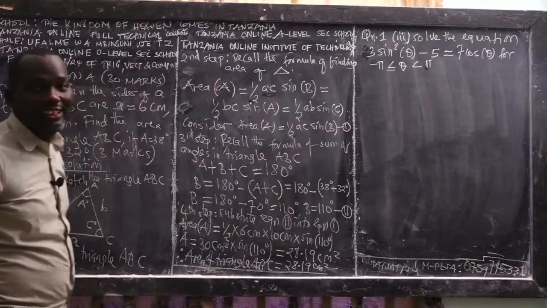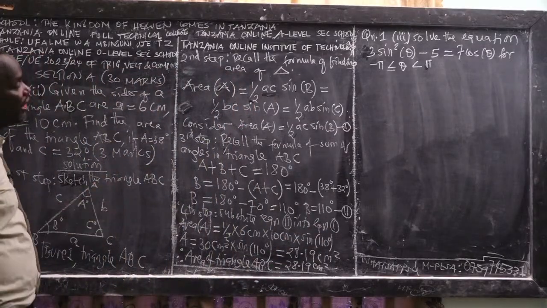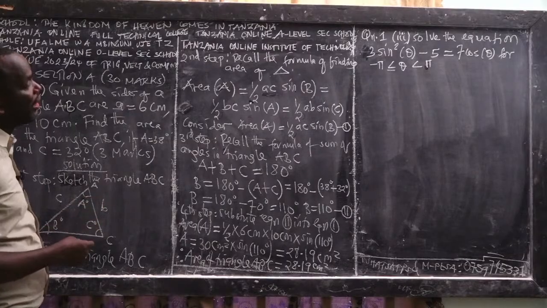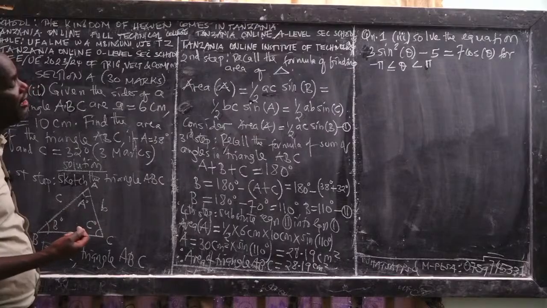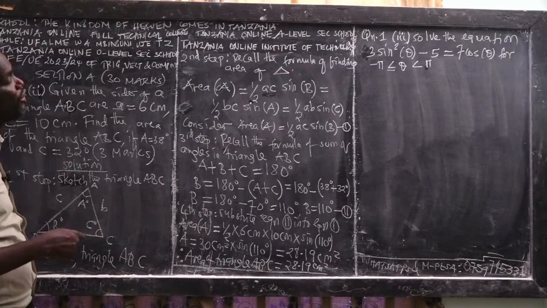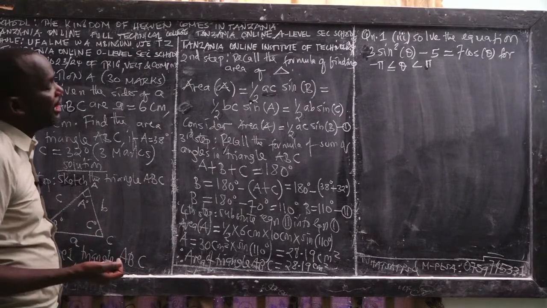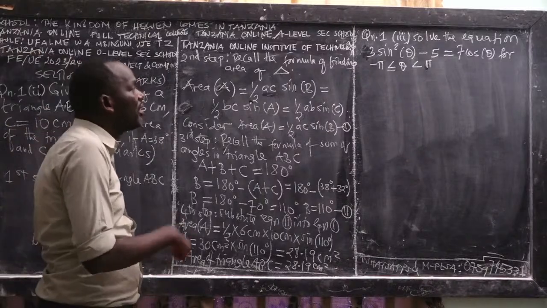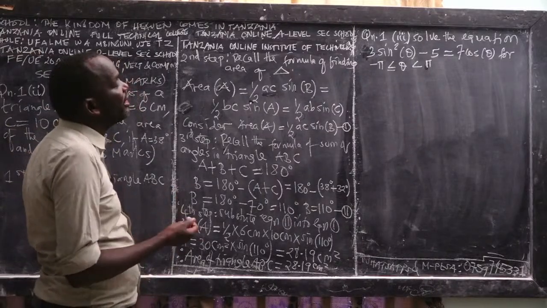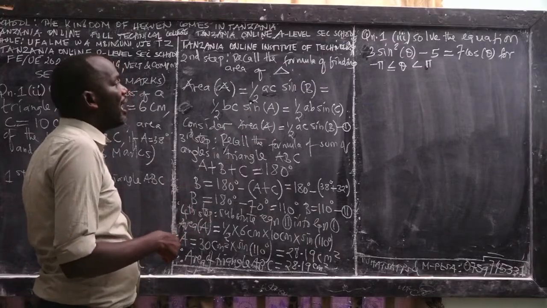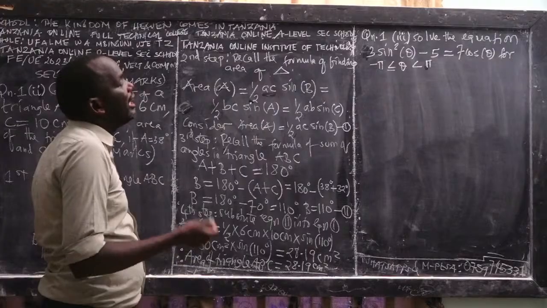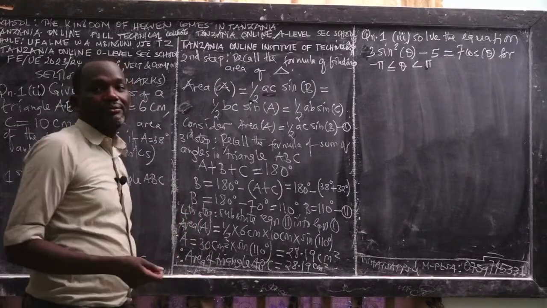Read quickly. Solve the equation. 3 sin square theta minus 5 is equal to 7 cos theta, for negative pi less than or equal to theta, less than or equal to pi.